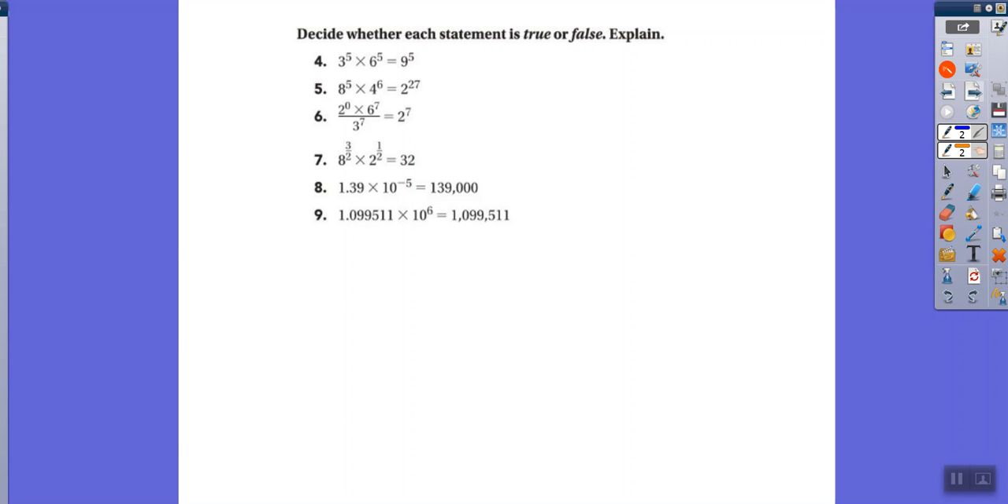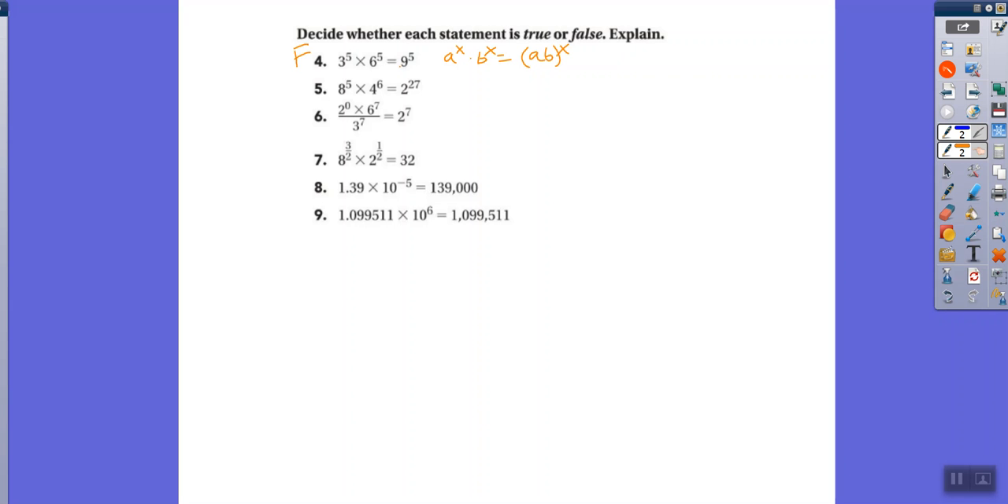True or false? All right, so I'm looking at this rule, and this rule is reminding me of the rule that says if I have the same exponents, so if I have a to the x times b to the x, I will multiply the bases and keep the exponent the same. So 3 times 6 is not 9. 3 times 6 is 18, which would make this false, according to this rule.